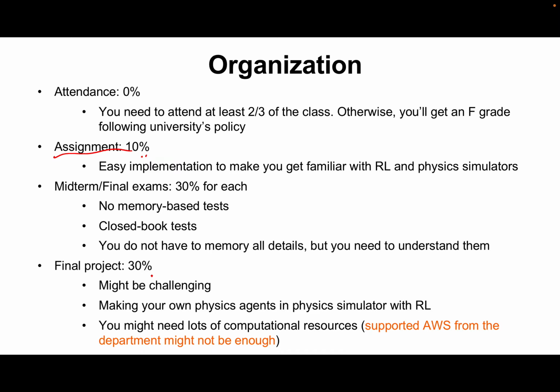So making your own physics agent in a physics simulator with RL might be the goal of the final project. And you might need lots of computational resources. I will talk about this later, but for some of the computational resources, I got support from AWS from the department, but I do not think this might be enough. I will talk about this later. Is it clear? Anything you want to ask about this?